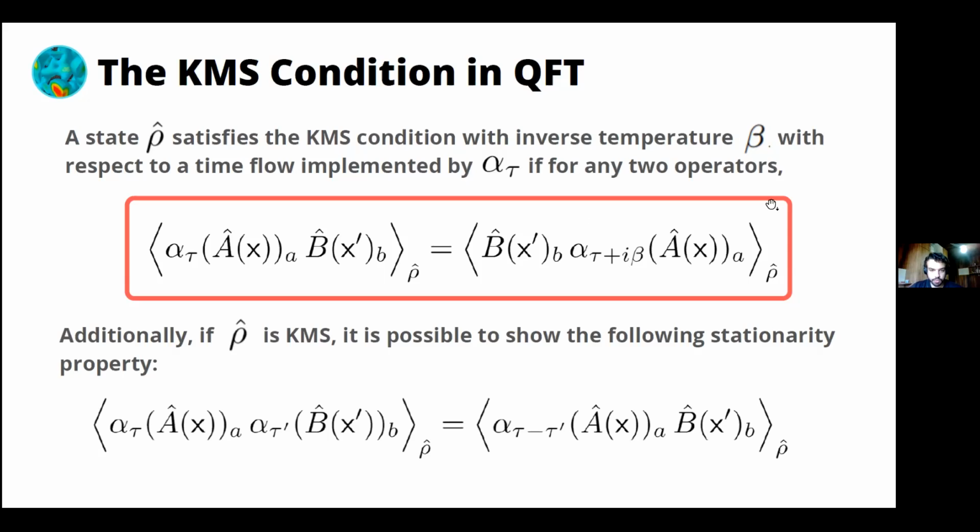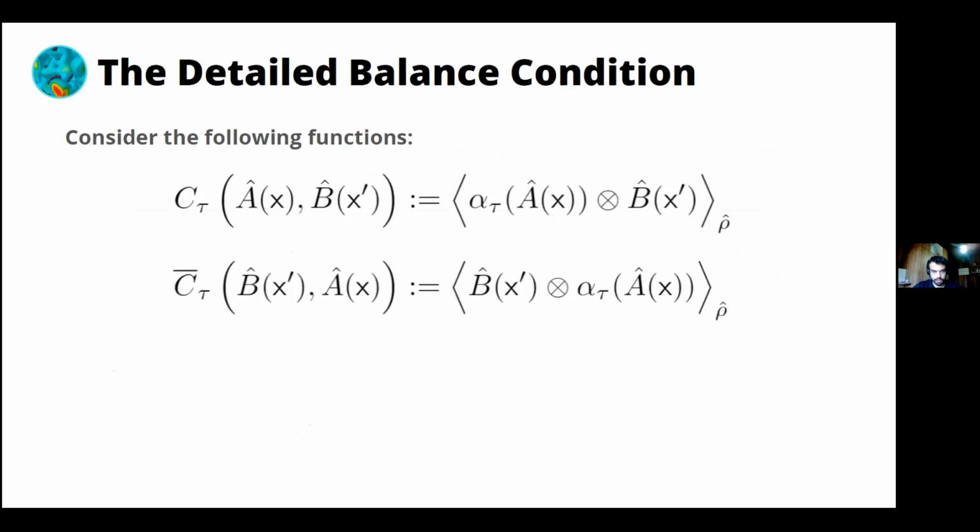And then it can be shown that if rho is a KMS state, then the following stationarity property holds. The idea is that if you decide to time evolve both A and B, this will only depend on the difference between the time parameters of A and B. Okay? So this can be shown by using the GNS representation associated with this. All of that, not going to enter into many details. Okay, so with this, we have this notion of the KMS condition.